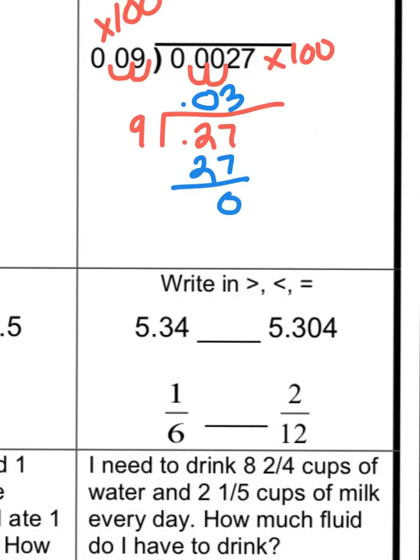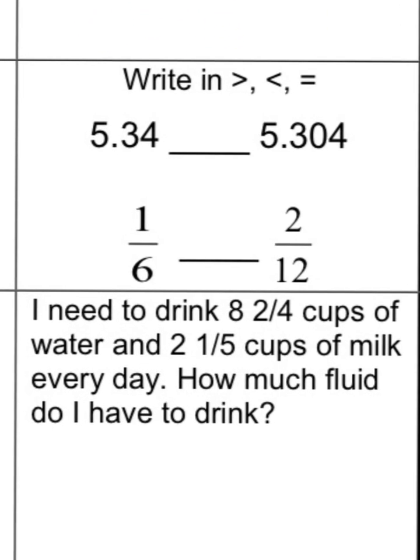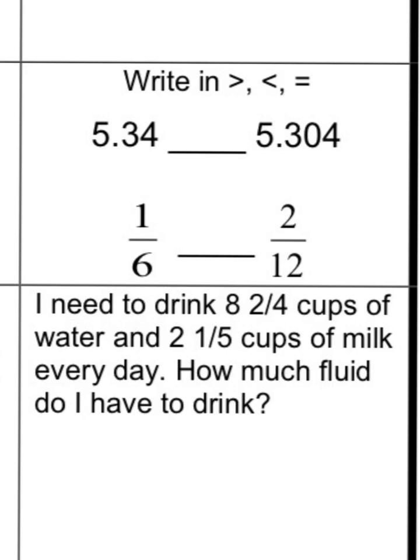For the next one, it says write greater than, less than, or equal to, to compare the numbers. This is 5 wholes and 5 wholes. Now we have 304. This is 34, or is it really? If you add a 0 behind it, it makes it 340, which is greater than 304. So that's why 340 thousandths is greater than 304 thousandths.